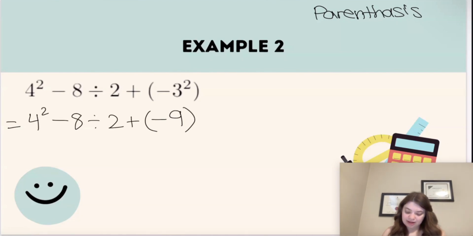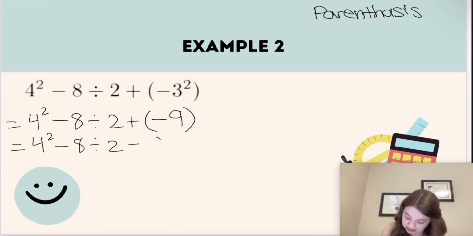except for this. Now, we still have brackets that I would like to do a little bit more with. Here we have plus the negative version of 9. Now, what is plus minus 9? Well, recall that that just means minus 9. If we add a negative number, that's the same as subtracting. So this is equal to 4 squared minus 8 divided by 2 minus 9. So everything else is just copied.